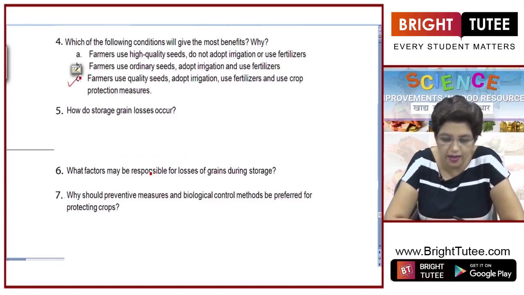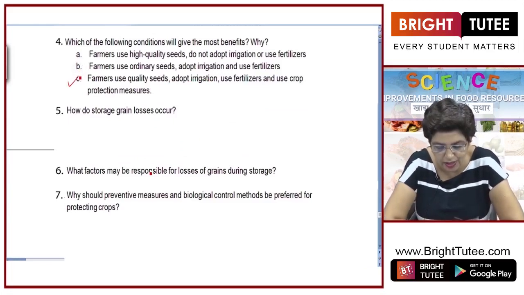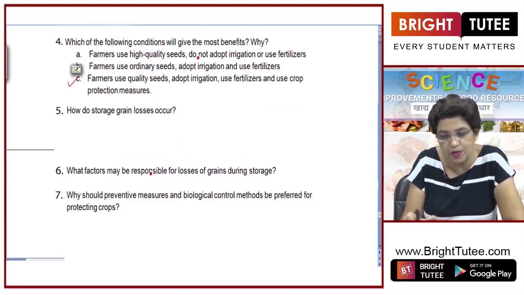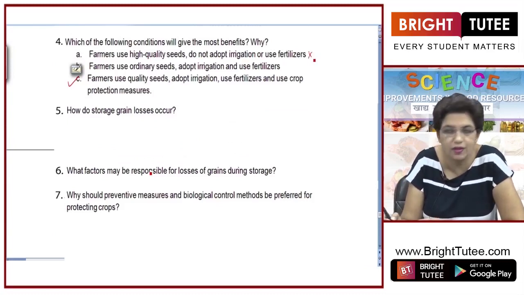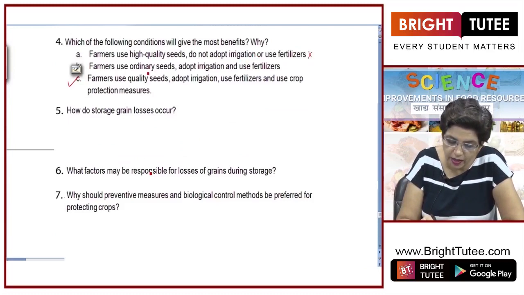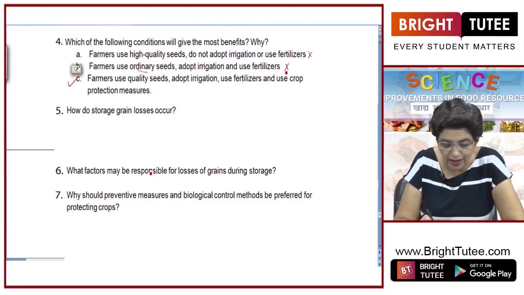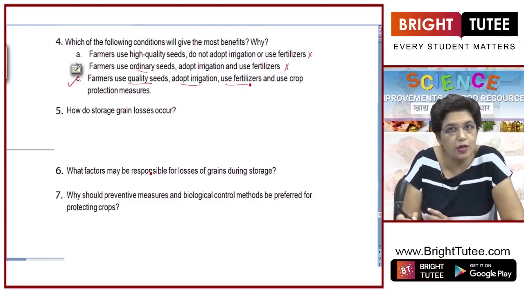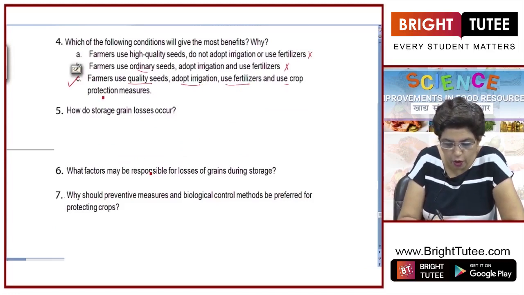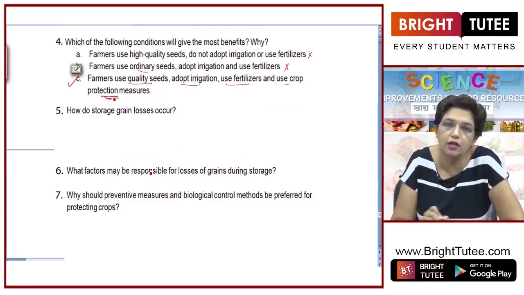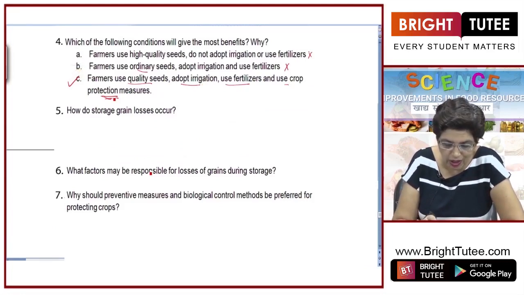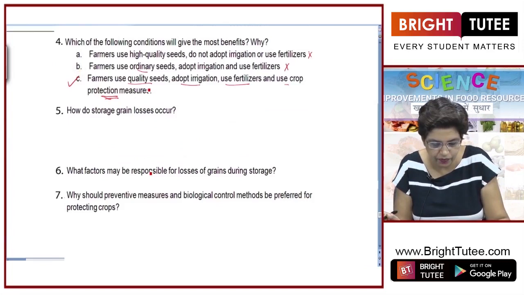So, option C is the correct option which will give the most benefits, because using good quality seeds but not adopting irrigation will not give you good result. On the other hand, using ordinary seeds will not give a good crop. In case C, there are all the benefits. Good quality seeds will increase the yield, irrigation will also ensure better growth of the crops, fertilizers will improve the soil fertility, and crop protection measures will also protect the crops from insects and diseases. So, in case C, we will get the most benefit.